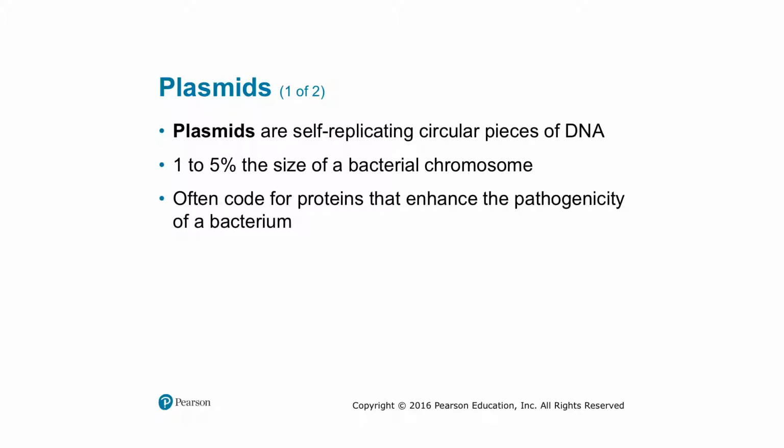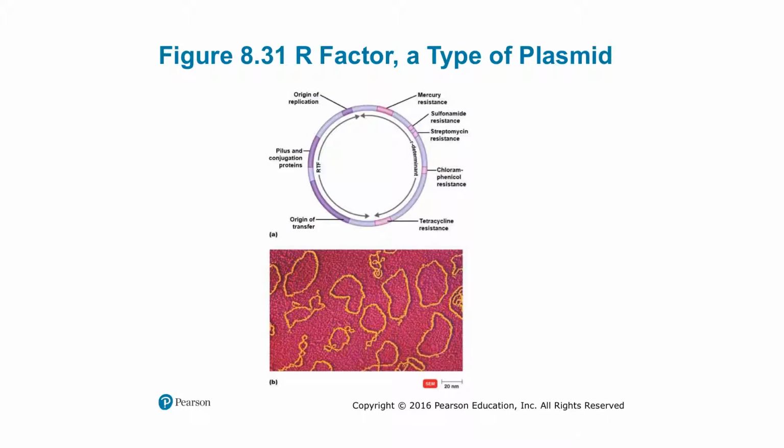So plasmids are self-replicating circular pieces of DNA, 1 to 5% of the size of bacterial chromosomes. They often code for proteins that enhance the pathogenicity of a bacterium. So the R factor is a type of plasmid. You've got the origin of replication, and there's a mercury resistance here, there's the sulfonamide resistance, streptomycin resistance, chloramphenicol resistance, tetracycline resistance, and then you've got the origin of transfer over here, and then you've got the pilin conjugation proteins. And so this R factor is very, very useful.